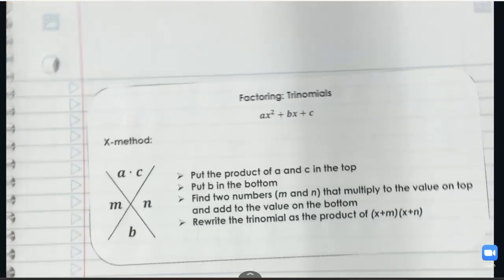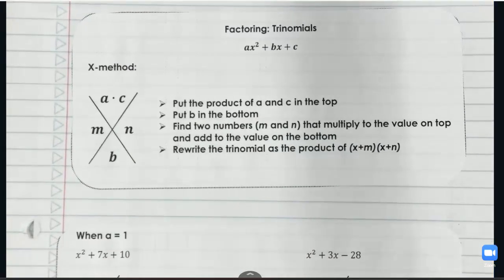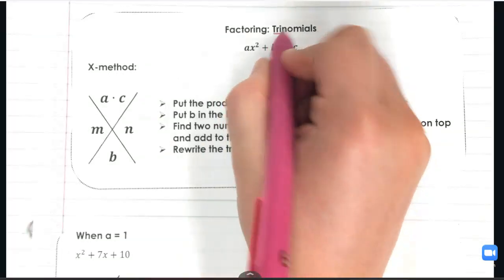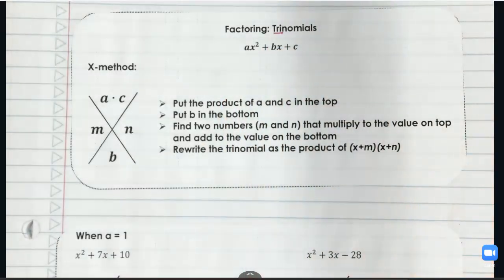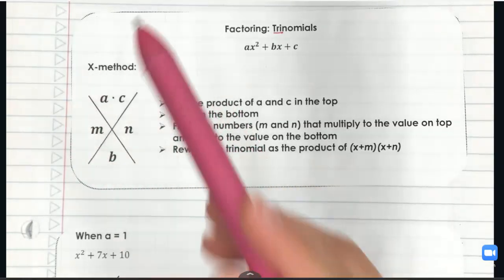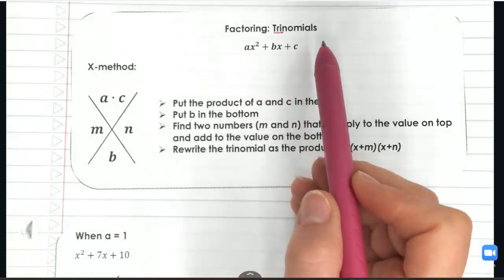Some special cases with factoring are trinomials in the form ax squared plus bx plus c. This is called a trinomial because it has 3 terms. And what we can do if these are factorable is something called the x method. And remember, a, b, and c refer to your coefficients.